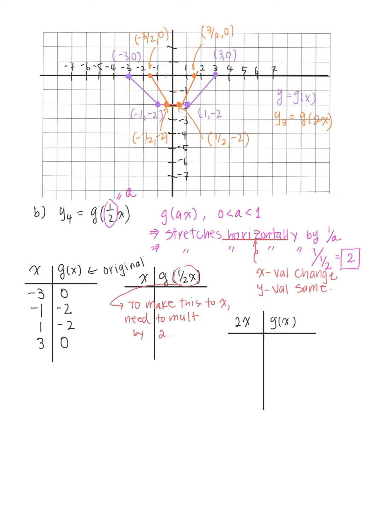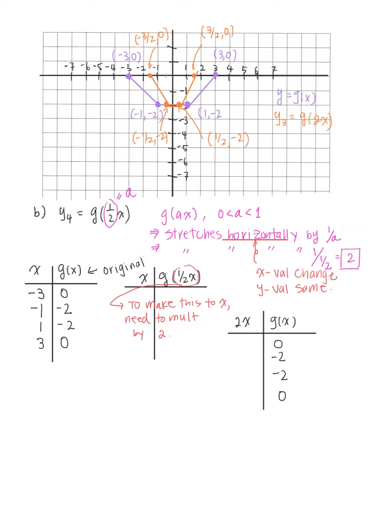All right, now we're able to copy down the values of g of x because this is no longer g of 1/2 x. So let's write that out. This is 0, -2, -2, and a 0. Now what we need to do next is change the value of x. So here are all the values of x, but we need 2 times x. So we're going to be multiplying each of the x coordinates by 2.